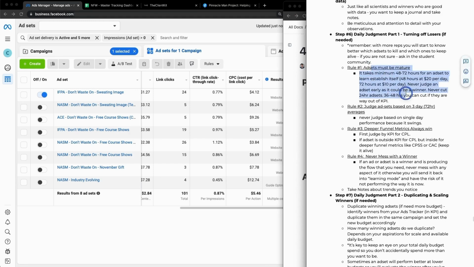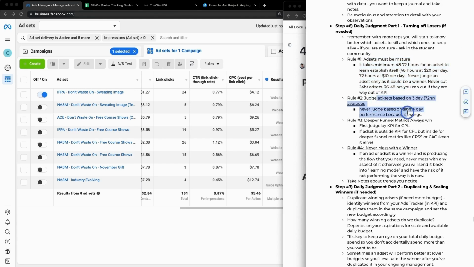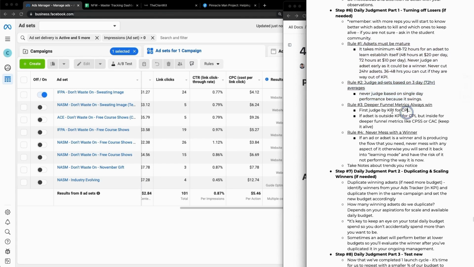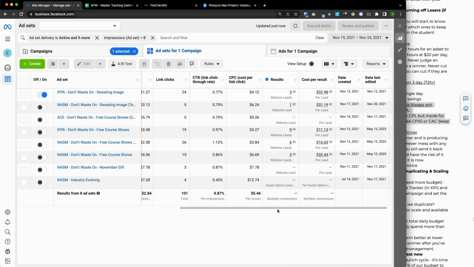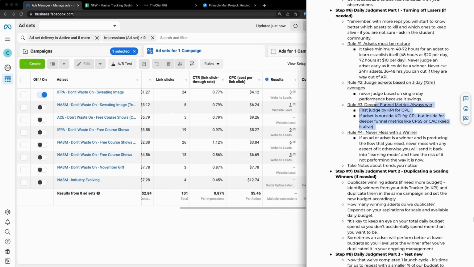So ad sets must be mature. I got to judge based off of at least a 3-day, 72-hour ad set. Deeper funnel metrics always win. So whatever the deepest funnel metric I have. In this case, if I'm not going to go through the tech tutorials to set those deeper funnel metrics up, which I'll be honest, probably 8 out of 10 times, 9 out of 10 times, we're just basing it off of cost per lead inside of the dashboard, especially when it comes to things like community strategy. So mainly cost per lead is what we're basing it off of. So just looking at this, and then never mess with the winner.